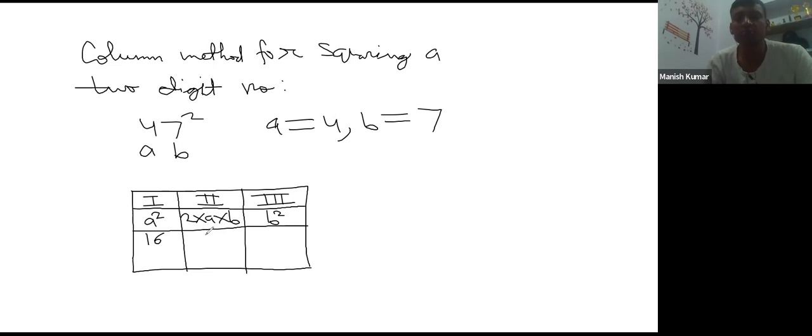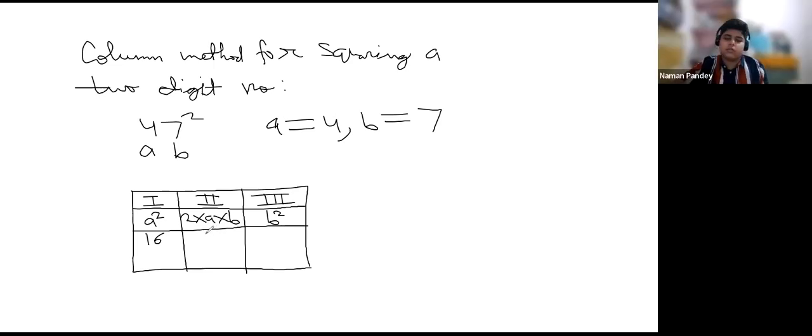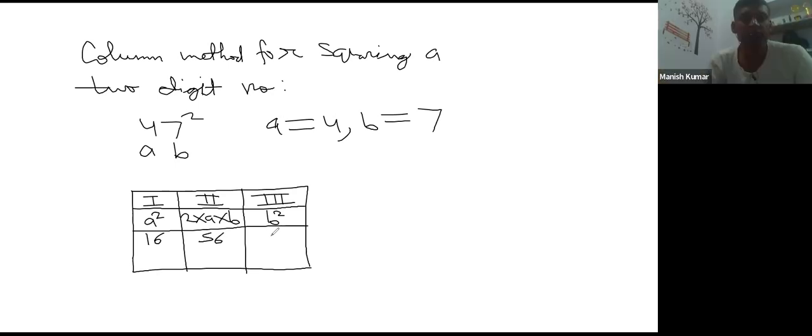2 into A into B is 56. And B square is 49. Okay. Now what to do? We have to underline this 9. Understood? Now 4 is left. This 4 will be added here.